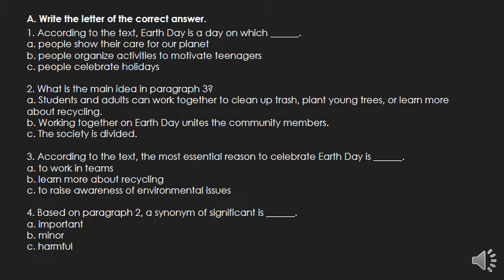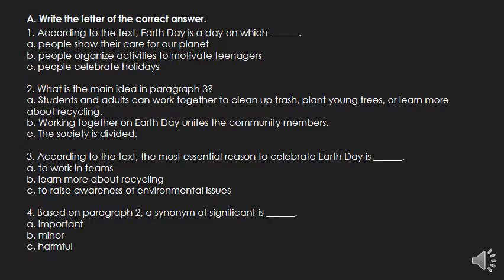We have some exercises here. We had to choose the correct answer. According to the text, Earth Day is a day on which people show their care for our planet. People organize activities to motivate teenagers. People celebrate holidays. Of course, it's the first one.